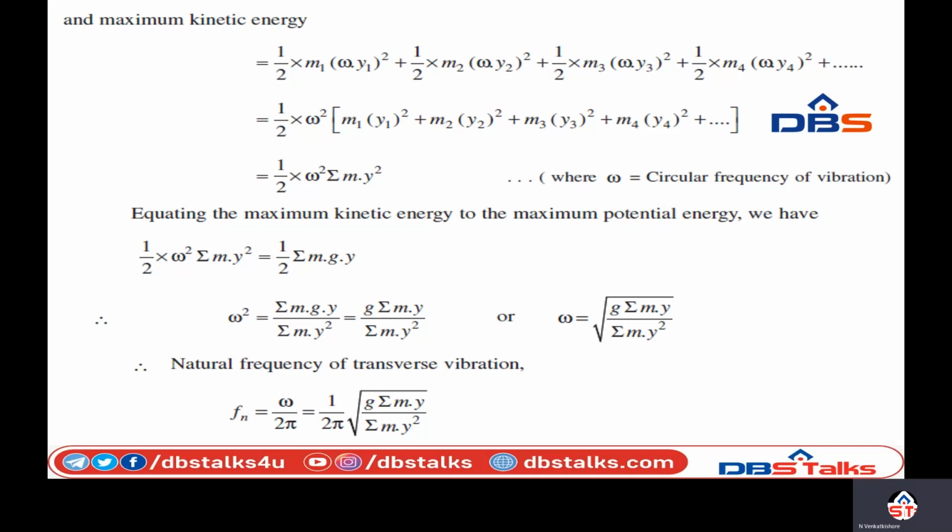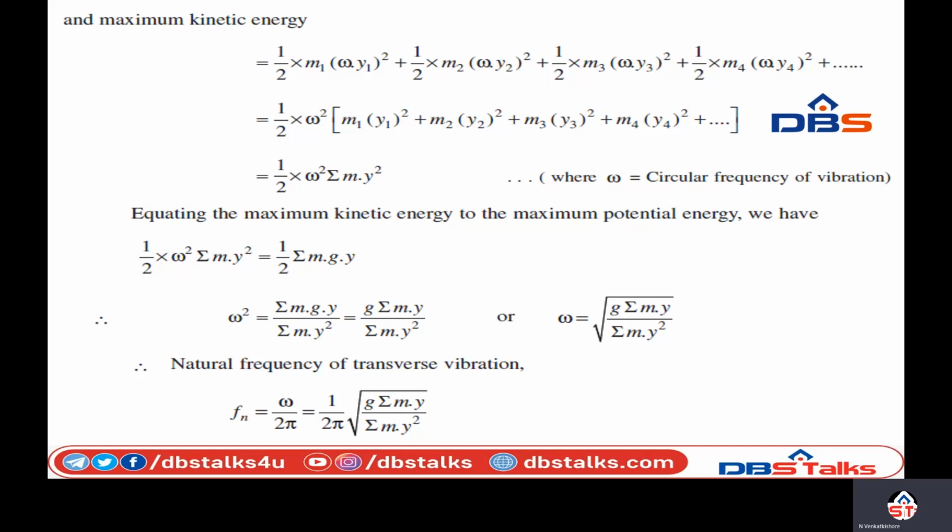The natural frequency is omega by 2 pi. That is, 2 pi by omega is the time period, and frequency is the reciprocal of time period. So with that, omega by 2 pi is equal to 1 by 2 pi into the square root of G into sigma my by sigma my square. This is the formula for natural frequency of transverse vibration under point loads at different masses.